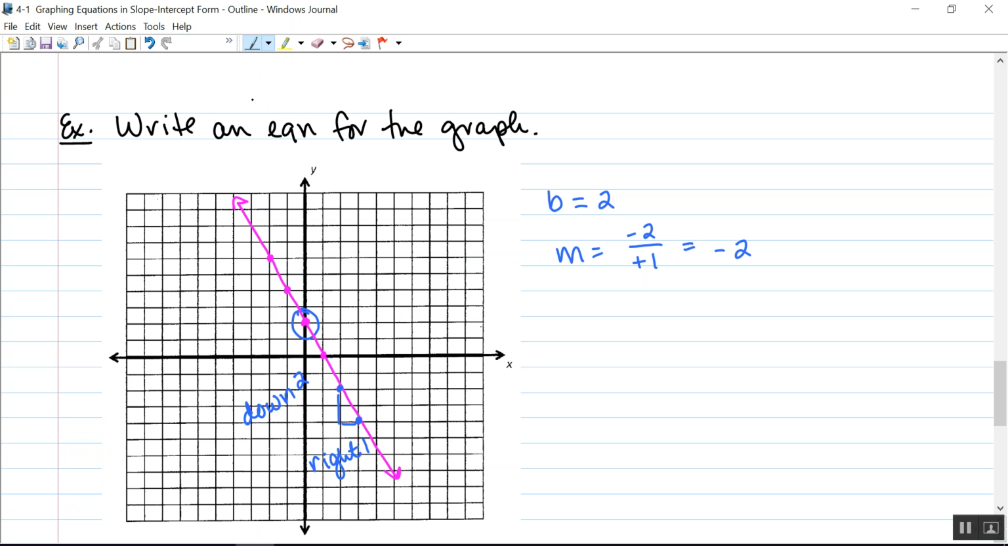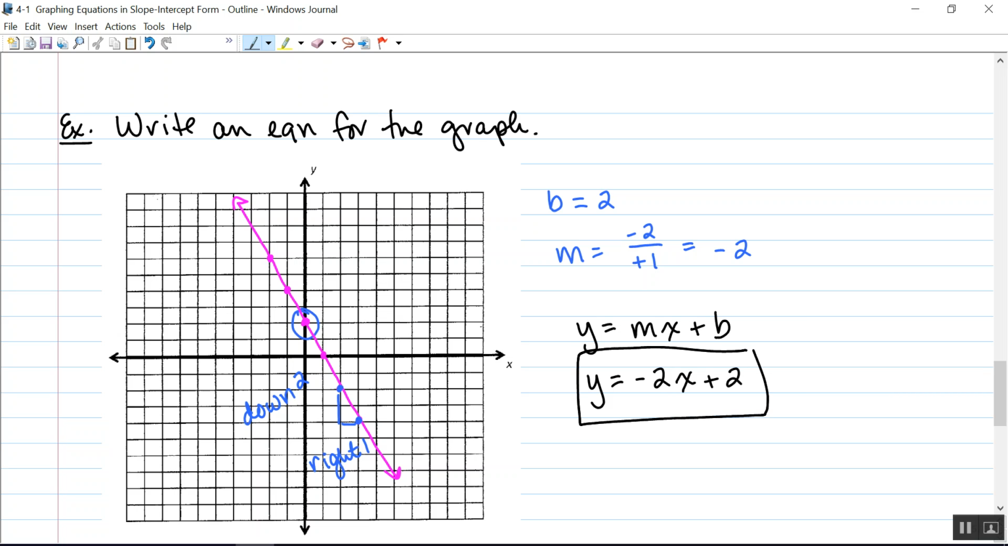And now all I need to do is plug those into y equals mx plus b. And remember, x and y stay in there. So y equals negative 2, because that's my m, x, and then plus 2, because that's my y-intercept of b.